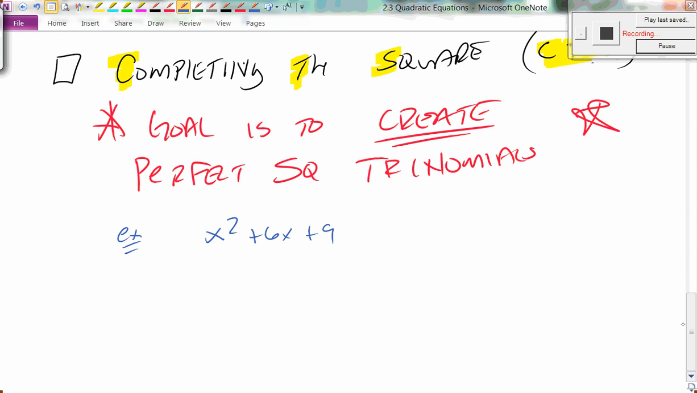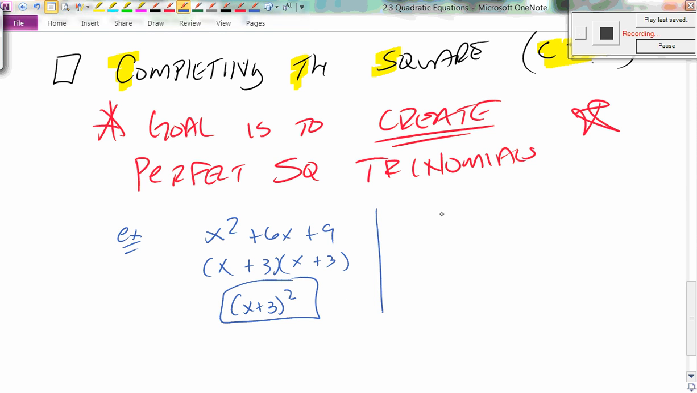Anybody see it? Because when I factor this, right, how does this factor? x plus 3 and x plus 3. Oh, so it's x plus 3 quantity squared. Here's another one. What if I give you this one? x squared plus 8x plus 16. Could you factor that quickly? There you go, x plus 4 squared. So this is x plus 4 quantity squared.